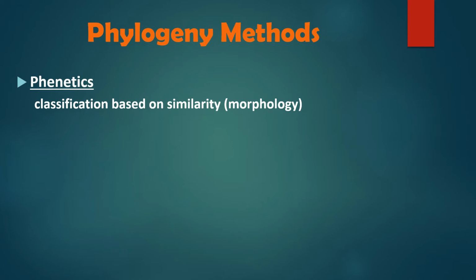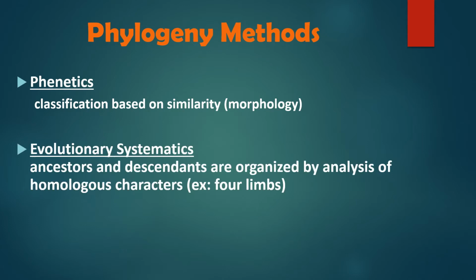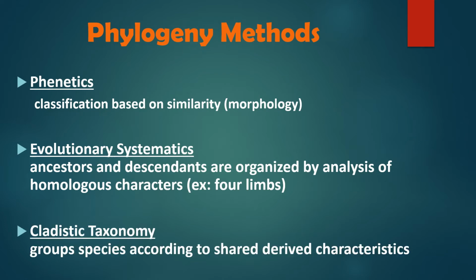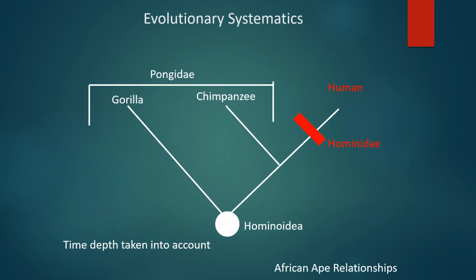So in phylogeny methods, we have phenetics, which is the classification based on similarity in terms of morphology. We have evolutionary systematics, where ancestors and descendants are organized by the analysis of those homologous characters, right? Whether we're looking at genetic homologous characters or physiological homologous characters. And then you have cladistic taxonomy, which groups species according to shared derived characteristics.